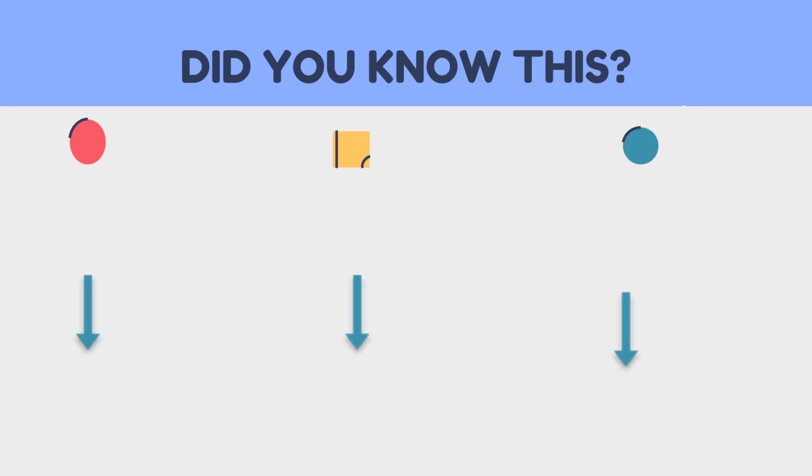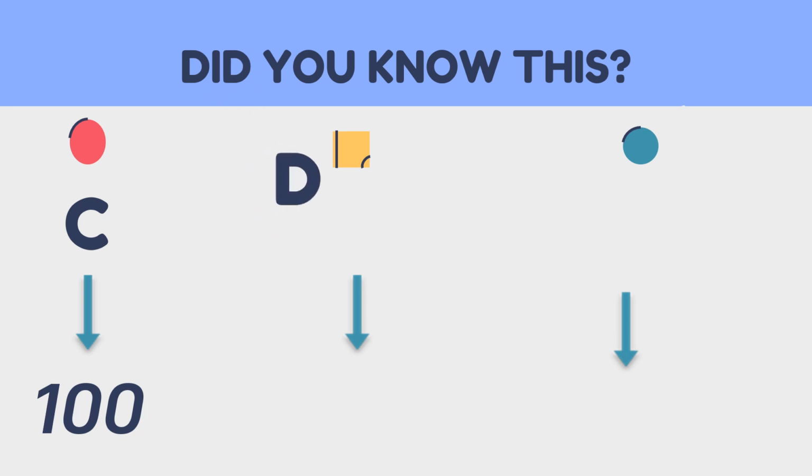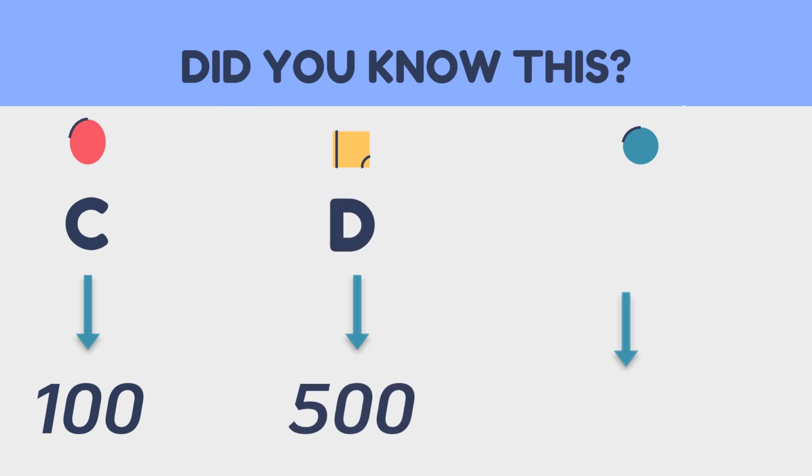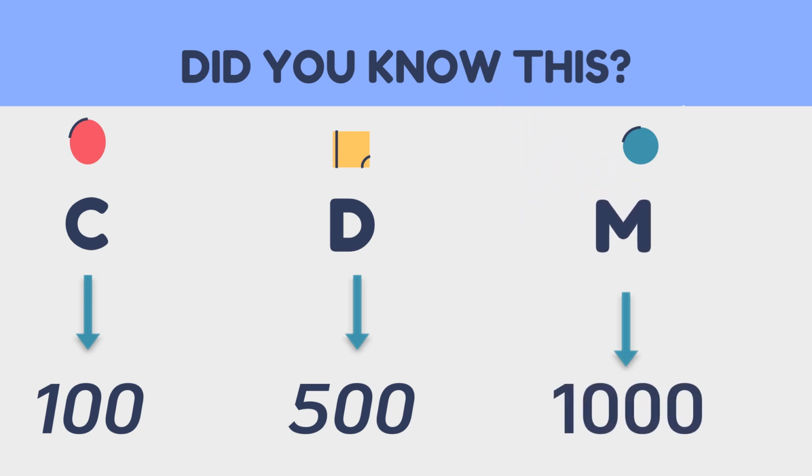Children, let us discuss 3 more Roman numerals with their values. The value of capital C is 100. The value of capital D is taken as 500 and the value of capital M is taken as 1000. Always remember to write the Roman numerals in capital letters.